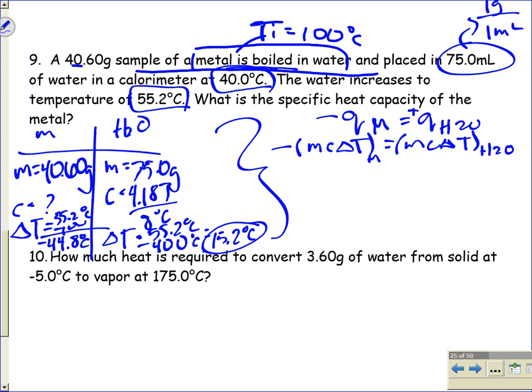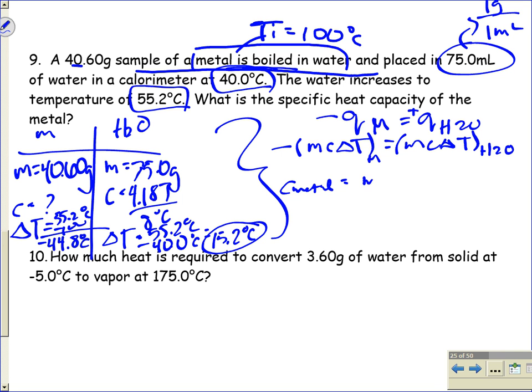C of what? C of the metal. How do I isolate this C? And the negative, right? So C of metal is equal to what setup? Variable-wise before I start plugging in. I'll put the negative on the bottom in a second. So I'm dividing by a negative m delta T. So it's all this, right?